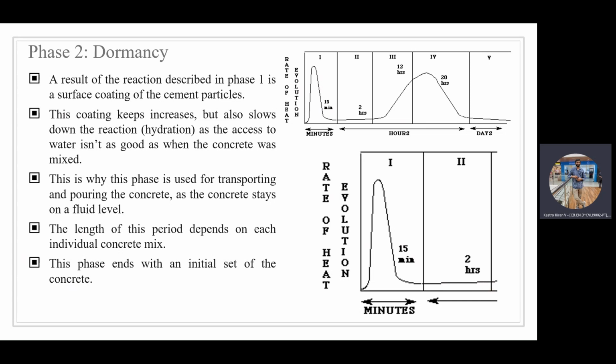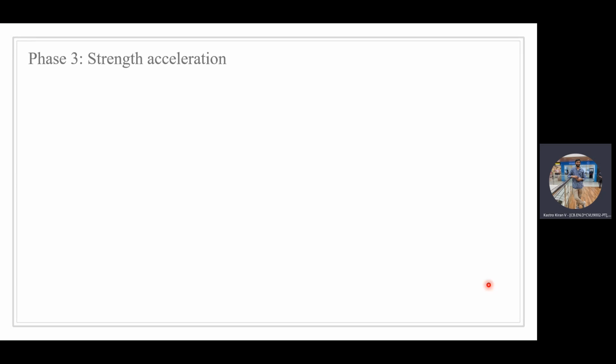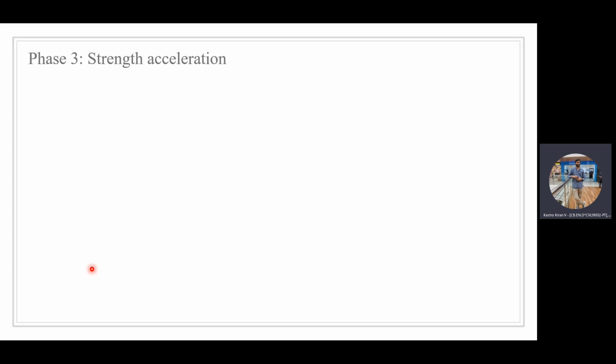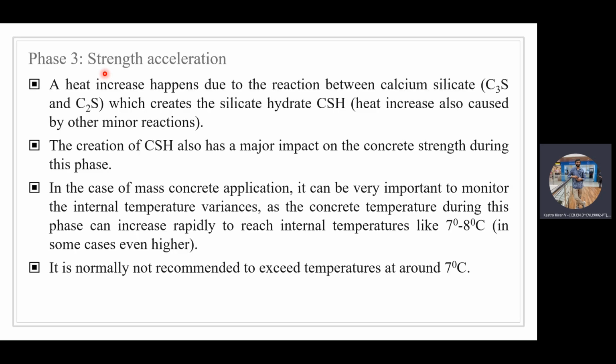So that leads to the third phase, which is called the strength acceleration. Here the setting process is happening to the concrete. That means the initial set of the concrete is going to end. From the next phase onwards, that is from the third phase onwards, the concrete will attain strength. And that's the reason why we call phase 3 the strength acceleration process.